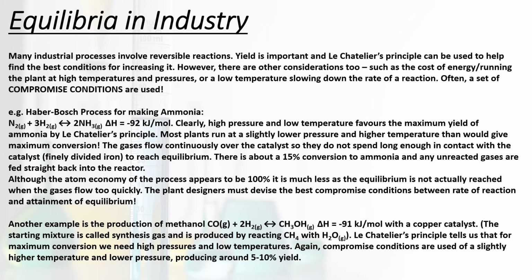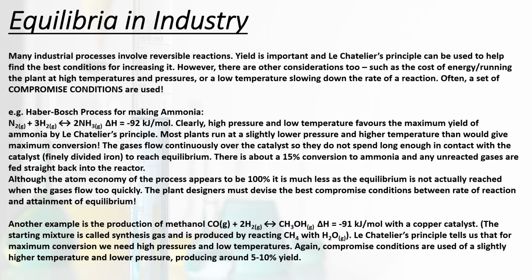And this is a set of compromise conditions. Now the gases, the nitrogen and hydrogen, continuously flow over the catalyst. And so what it means is that they don't necessarily spend long enough in contact with the catalyst, which is finely divided iron in this case, to really reach equilibrium. And so we say that there's roughly 15% conversion to ammonia. But rather than just discarding what we don't end up reacting, the unreacted gases are fed straight back into the reactor.